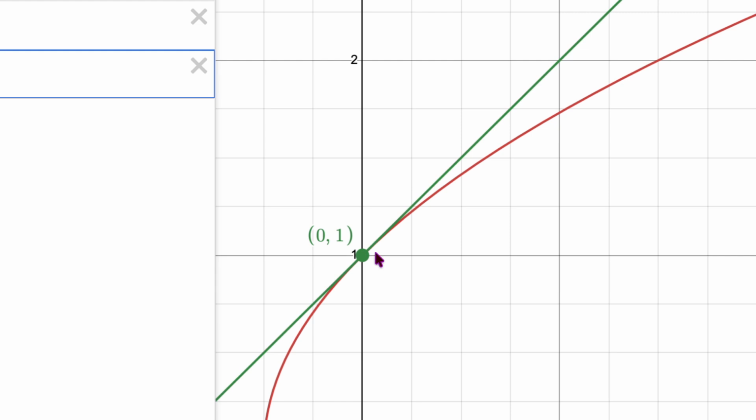Nice. So our slope, I can see it now, up 1 over 1, up 1 over 1. So we do indeed have a slope of 1 for our tangent line at the point (0, 1).